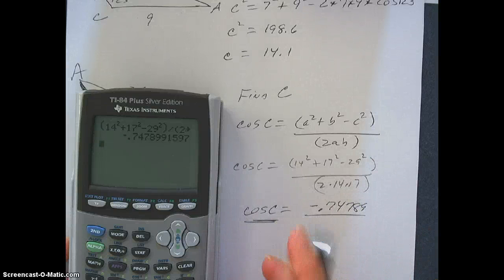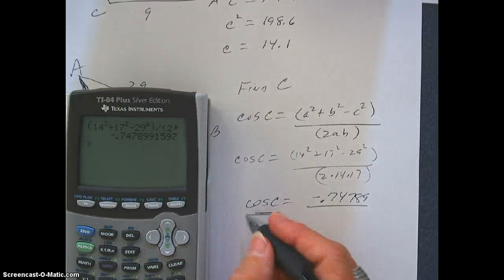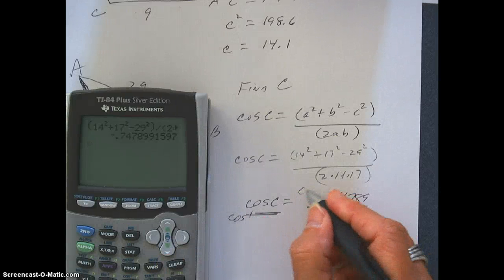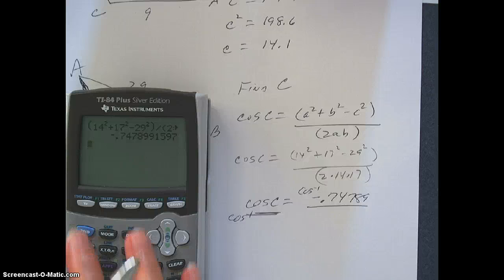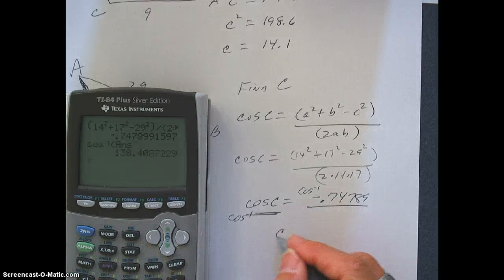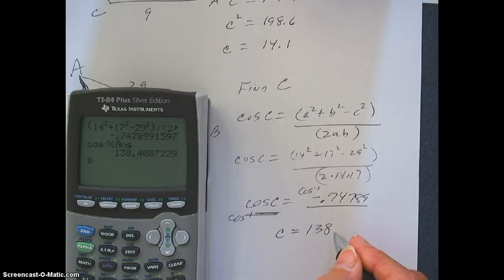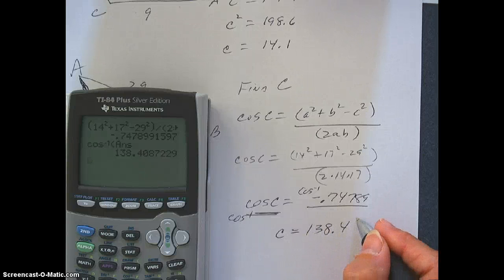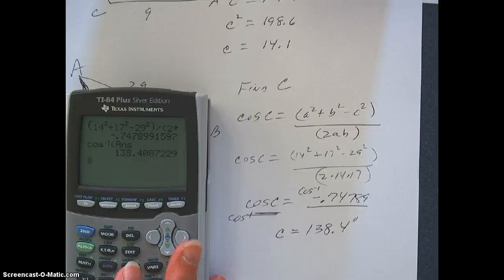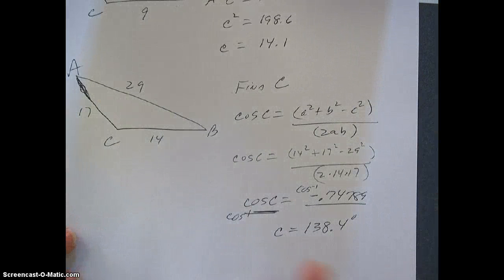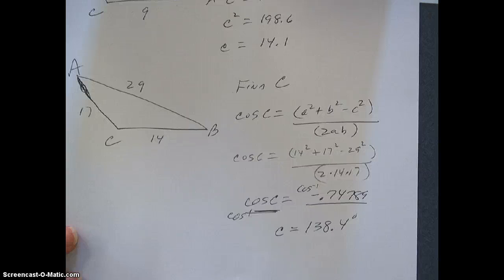So remember, if we want to get rid of the cosine, we'll have to take the cosine inverse of both sides. The easiest way to do that is to press cosine and then get your second answer. So angle C should be 138. Let's round off to the nearest tenth. And again, this should be a pretty big degree because this 29 side is a very big side.